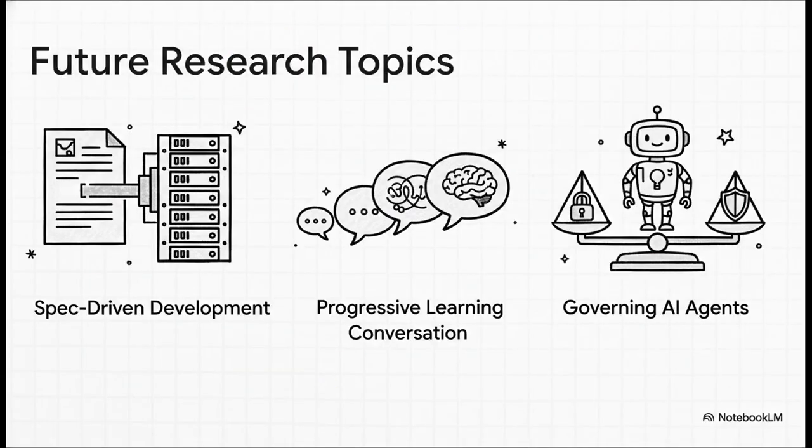And this isn't science fiction. This is the cutting edge of research right now. People are actively exploring how to use these high-level specs to automate everything. They're figuring out how to make our conversations with these AI agents get smarter over time. And maybe most importantly, they're working on how we govern these incredibly powerful agents to make sure they're always operating safely and doing what we expect.